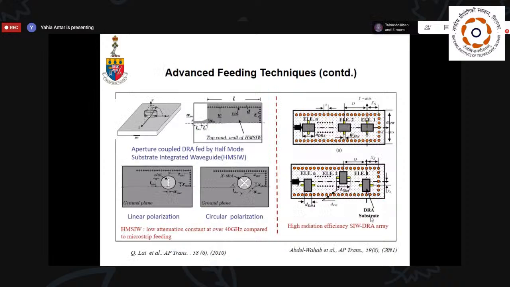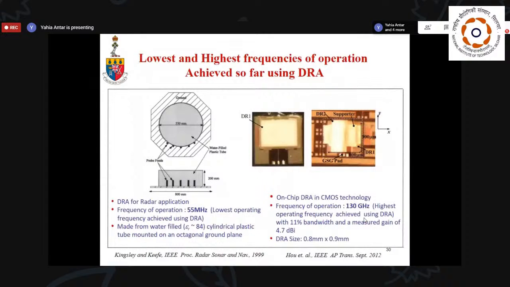You've gone through some of these techniques, and as I said, you found them in the literature. Just a bit of idea about the lowest and the highest frequency of operation. So this is actually the lowest frequency of operation used for radar application. The antenna here is used at 55 megahertz. And the epsilon, well, we actually made from water filled.